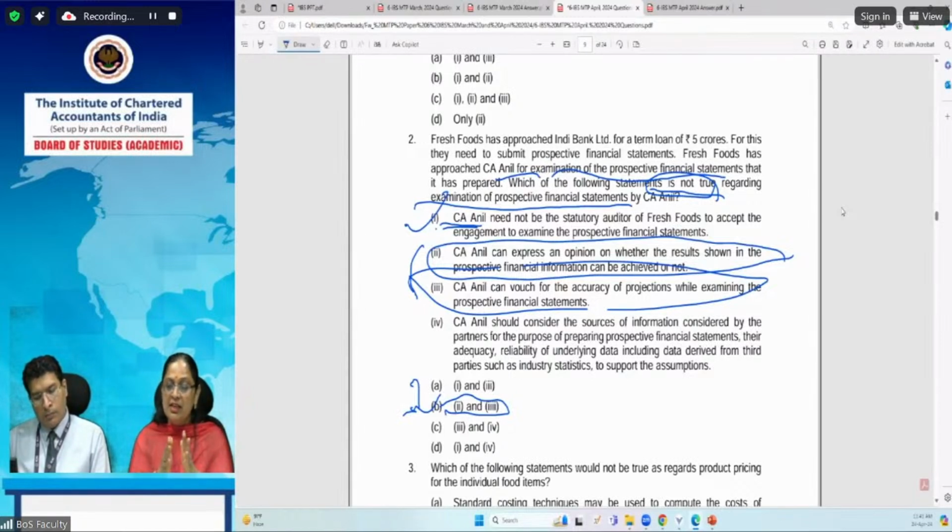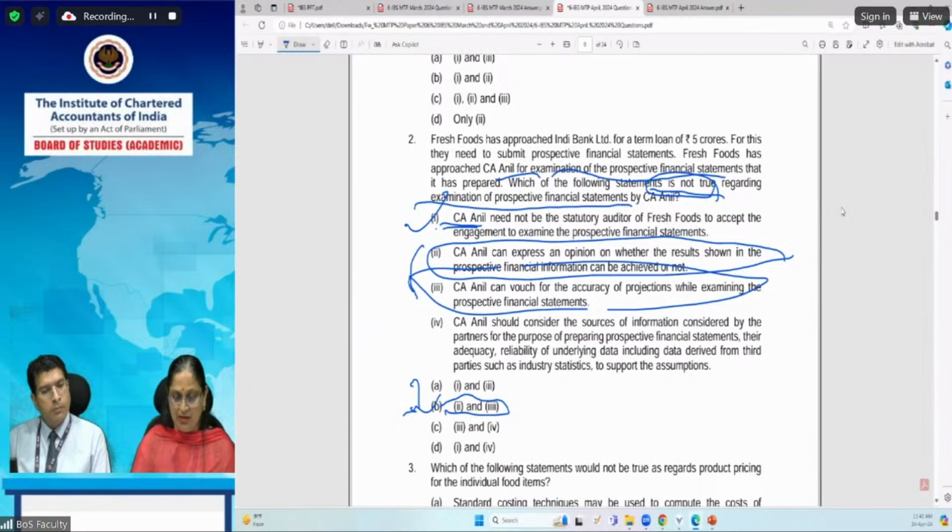Now, what is CA Anil doing? CA Anil is examining the prospective financial statement. So it is not at all essential that he should be statutory auditor, because his scope of work is to examine the prospective financial statement as per SAE, right? He cannot express opinion. He cannot vouch for accuracy. Vouching for accuracy is definitely not allowed, right? You are right, Salish. He cannot vouch for accuracy of projections because it will be considered professional misconduct, as ethics also.